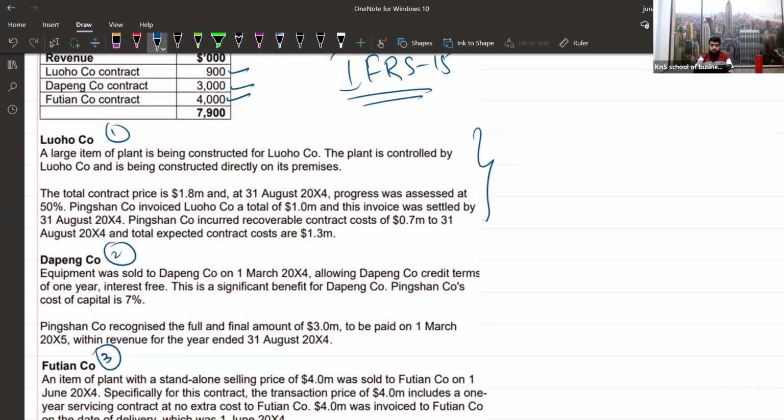A large item of plant is being constructed for Loho Company. The plant is controlled by Loho Company and is being constructed directly on its premises. The total contract price is 1.8 million, that is the contract revenue. And at 31st August 2004, the progress was assessed at 50%, which means 50% task is completed. Pingshan Company invoiced Loho Company a total of 1 million, that is invoice raised by the company and settled by 31st of August. Pingshan Company incurred recoverable contract cost of 0.1 million, that is the cost to date. And the total estimated or expected cost to be incurred is 1.3 million. So that is the data given over here.